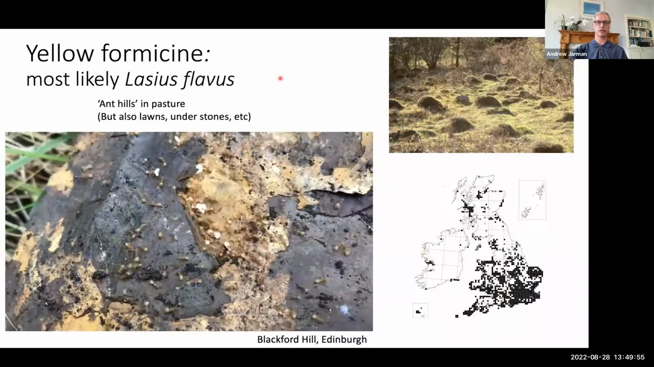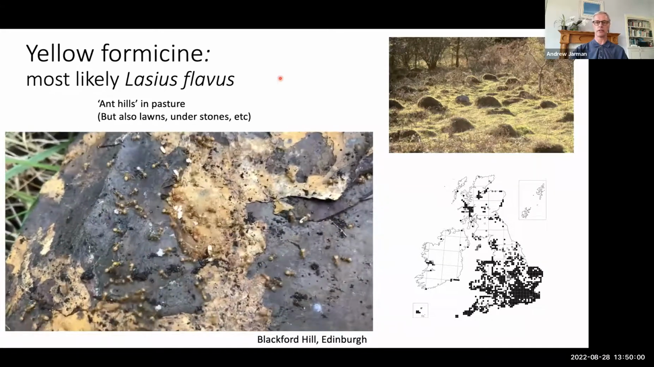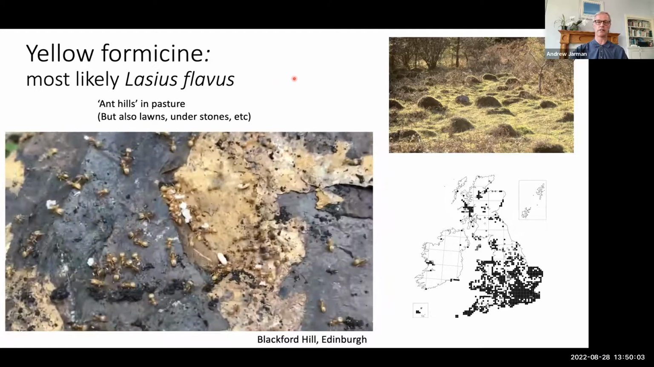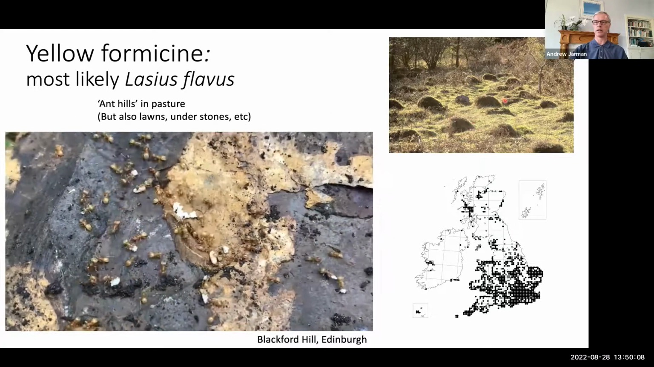This is Lasius flavus. If it's a yellow ant, it's most likely to be Lasius flavus. This is known as the common yellow ant or the yellow hill ant, and it's the famous one that makes these very long-lasting mounds within old pastures. It's very common, probably one of the most abundant ants across the whole of Britain, but it lives in large subterranean colonies, so you don't normally see it above ground. It doesn't always just form mounds. It will also live quite happily in lawns and under stones, like this nest here under the stone. So that's a very common ant that you will find if you lift over stones.